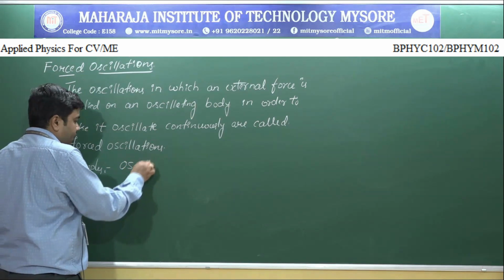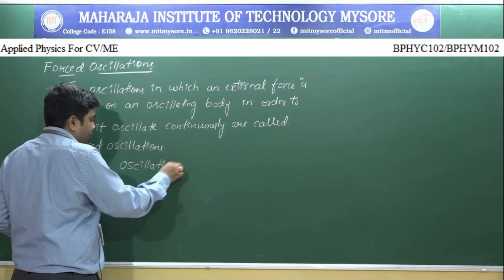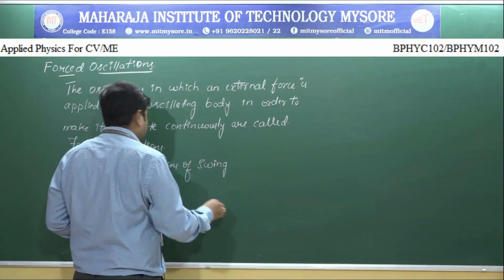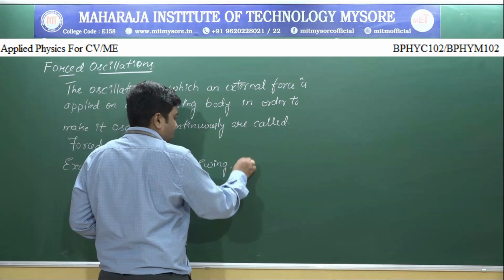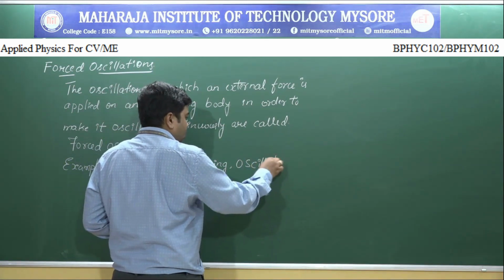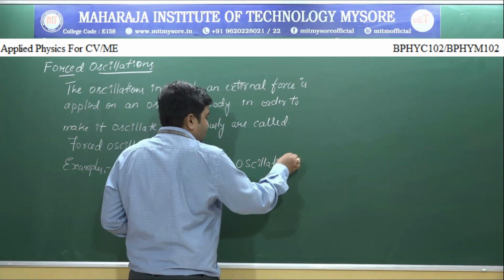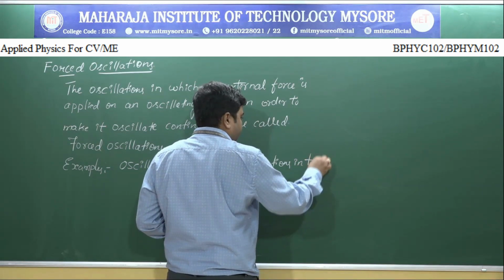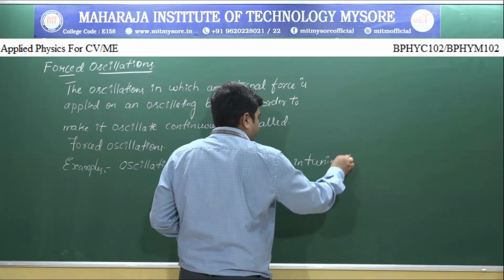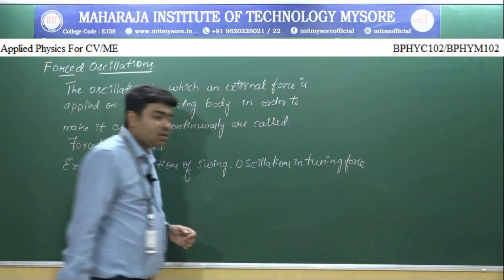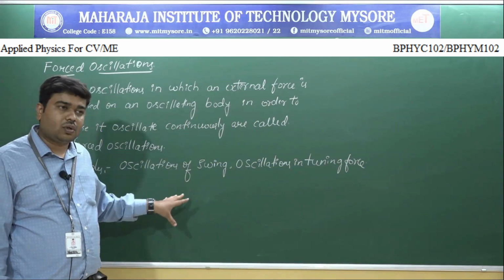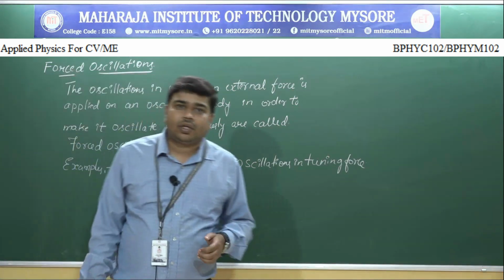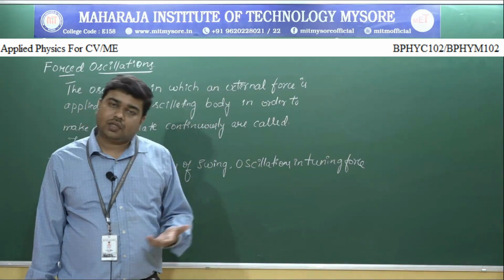oscillations of a swing, then oscillations in a tuning fork. Now, based on this forced oscillation definition, next we are going to derive an expression for the amplitude as well as the phase of the forced oscillations.